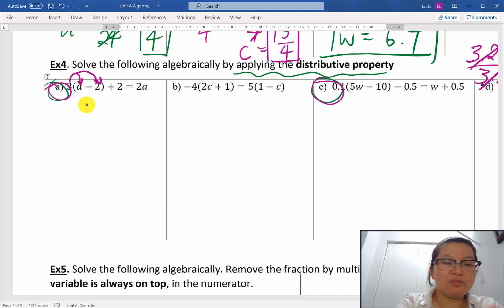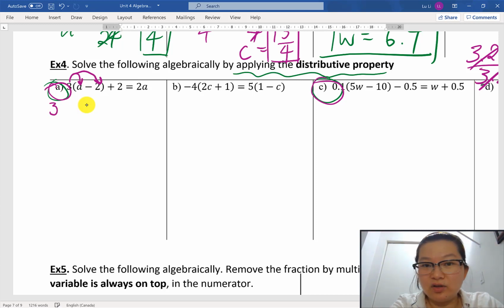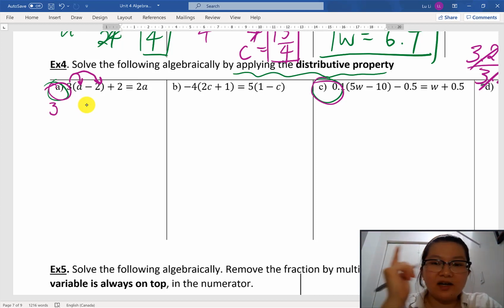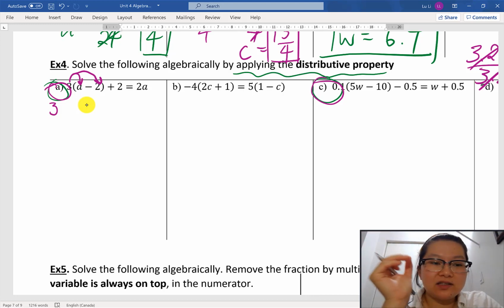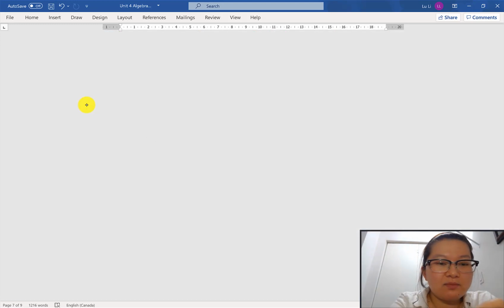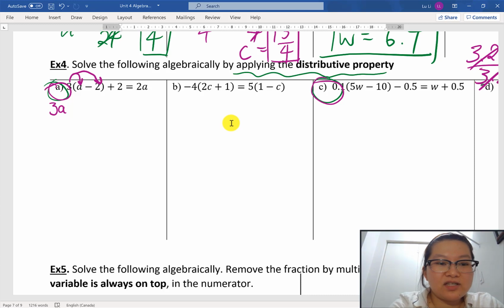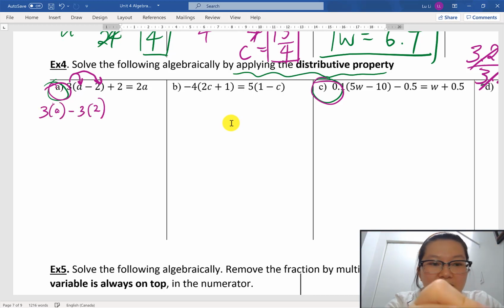So what happens here is I have 3, then multiply by the a. That's what it means to distribute it. I take the 3, and I multiply it by each term inside the brackets. So 3 times a minus 3 times 2, which is 6. Actually, I'll write this out so you can see. After I distribute it, then I can write the rest of my equation down.